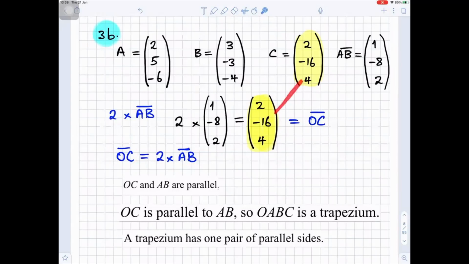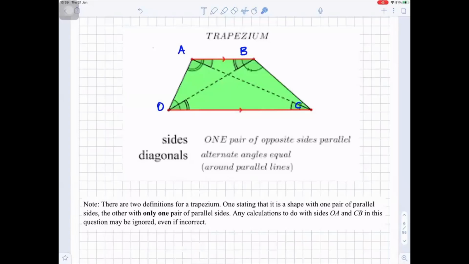If you look there, you have OC is the same as 2 times AB. That means OC and AB are parallel. OC is parallel to AB. So OABC is a trapezium. A trapezium has one pair of parallel sides. So I've got here a diagram for a trapezium. That means AB is parallel to OC. So in a trapezium, one pair of opposite sides are parallel.